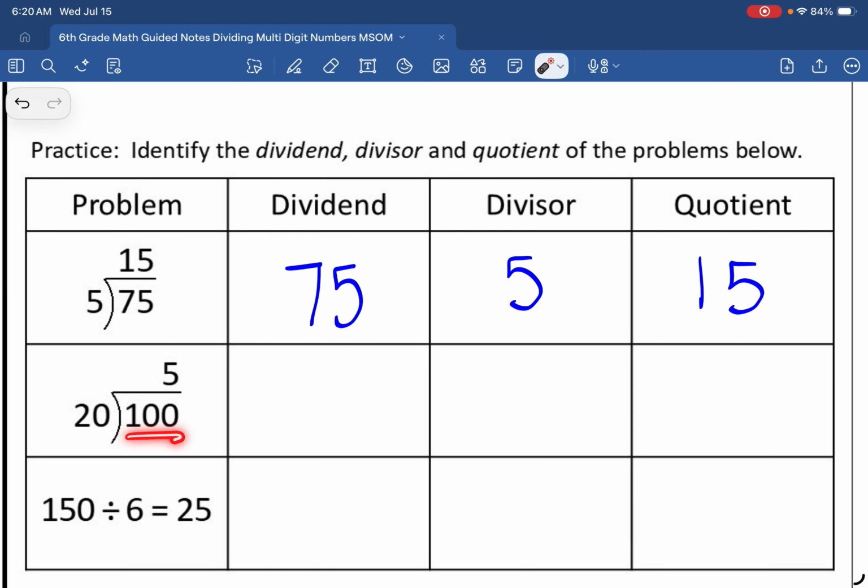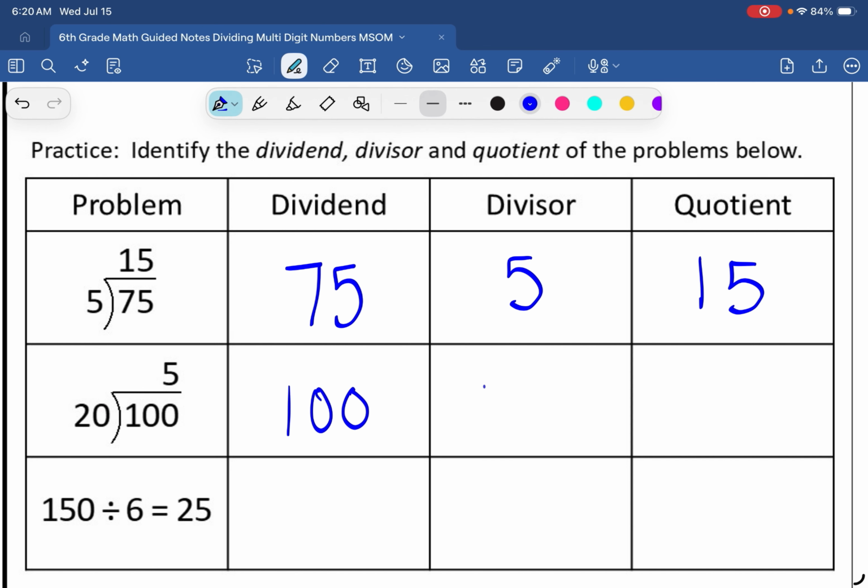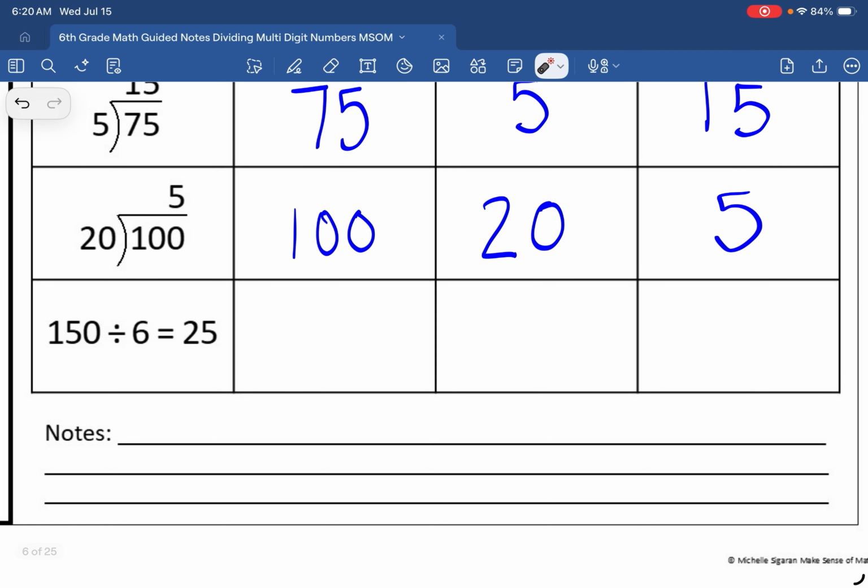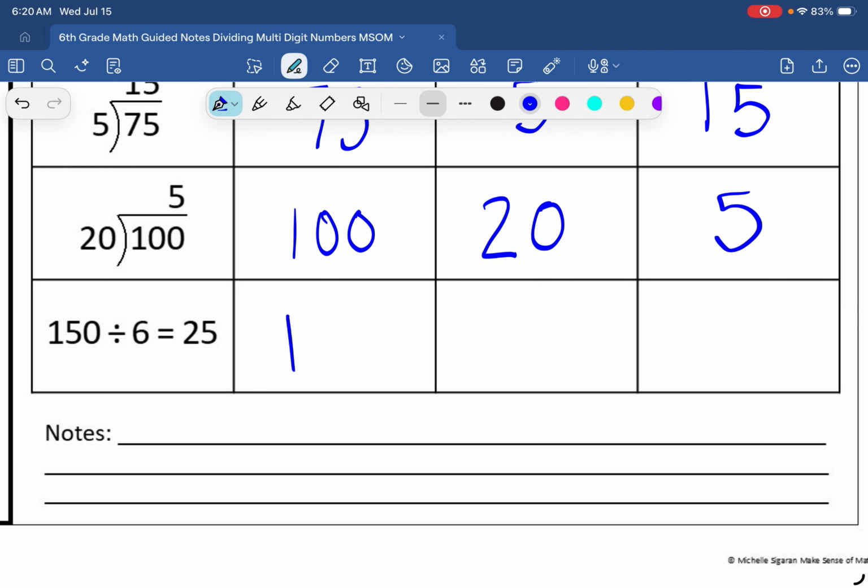100 divided by 20 equals 5. So my dividend is 100. I'm dividing by 20. That's my divisor. And my answer is 5. That's my quotient. Written a little bit differently, 150 divided by 6 equals 25. 150 is my dividend, 6 is my divisor, and 25 is my quotient.